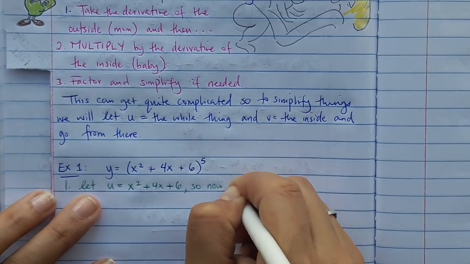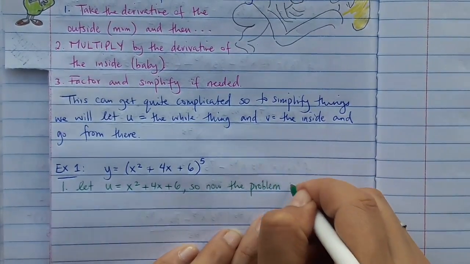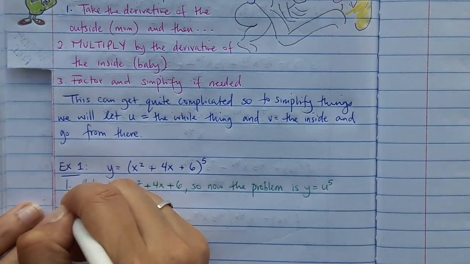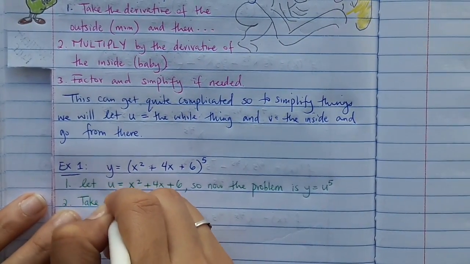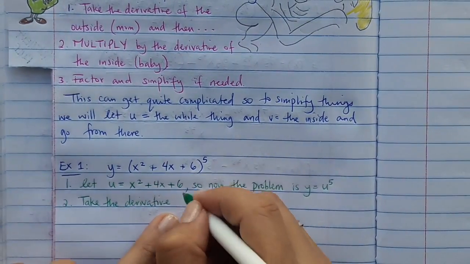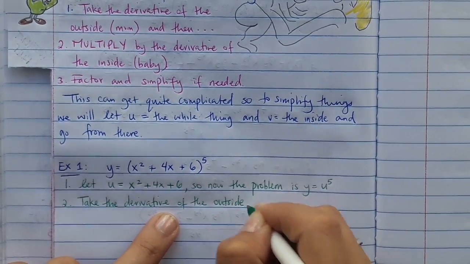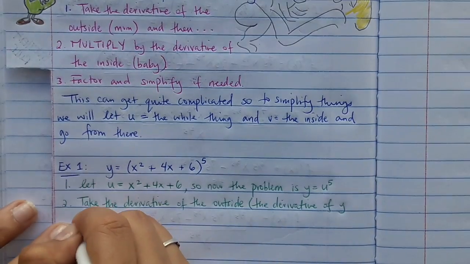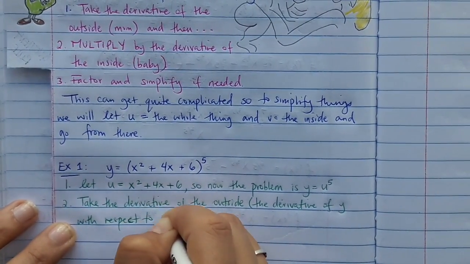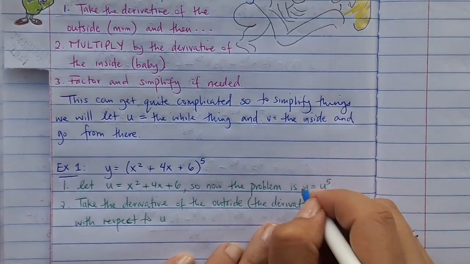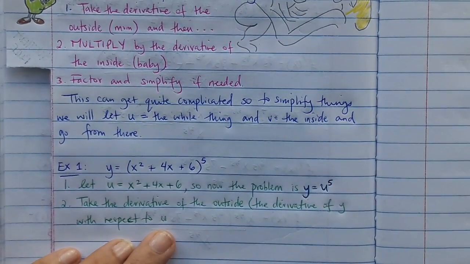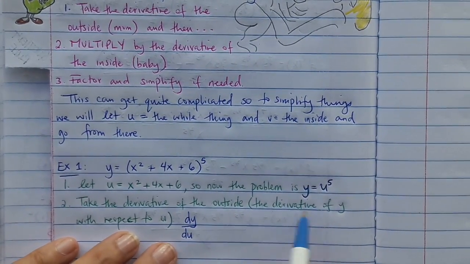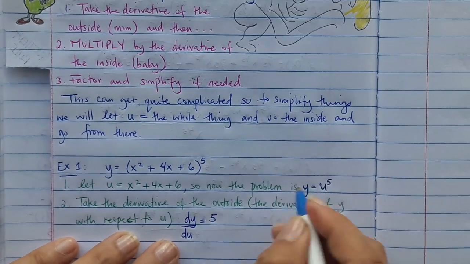So now the problem becomes y equals, and instead of that whole thing, it's now u. So y equals u to the 5th power. Alright, number 2. Take the derivative of the outside. In other words, the derivative of y with respect to u, and this lingo is going to be very important, so I'm going to start introducing it. The derivative of y with respect to u is dy du. So that's 5u to the 4th power.